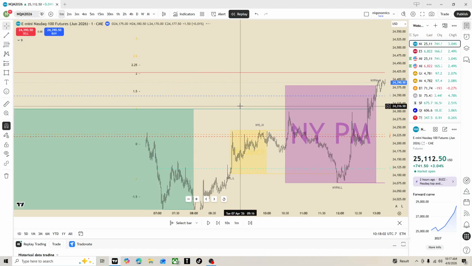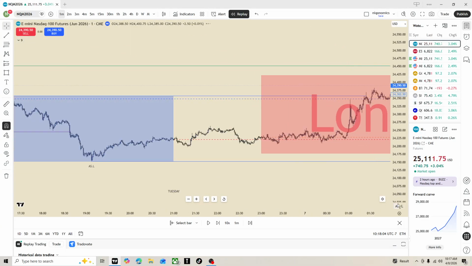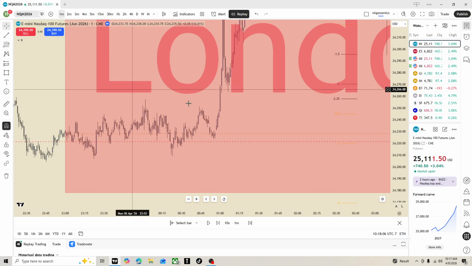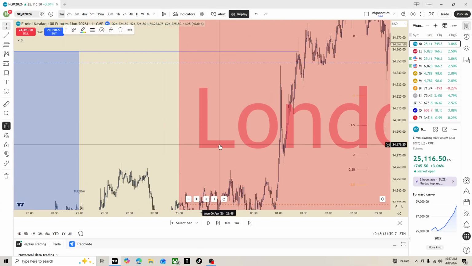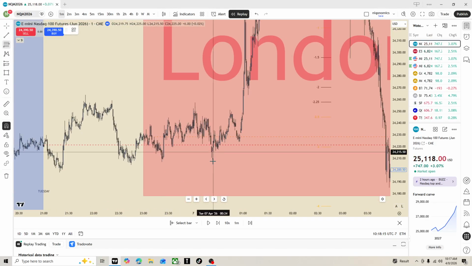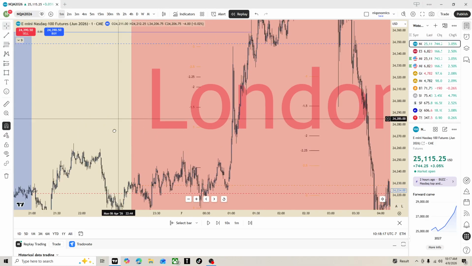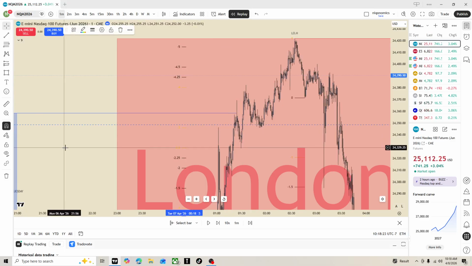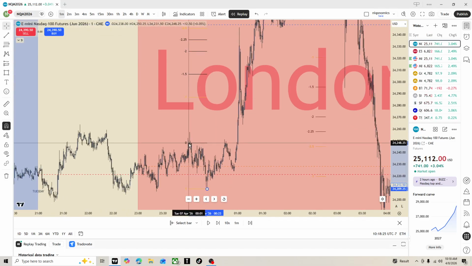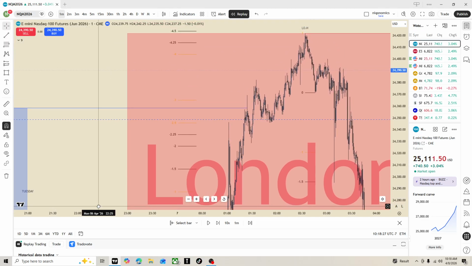Also, if you wanted to start in London session, you could do this manipulation, and you can see, oh my days, bro. You can see -5 deviations plays. That's how you would have caught the top. Also, here, that one was -4.